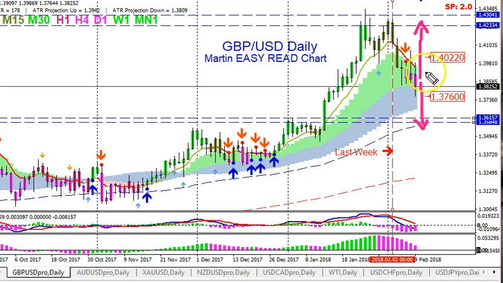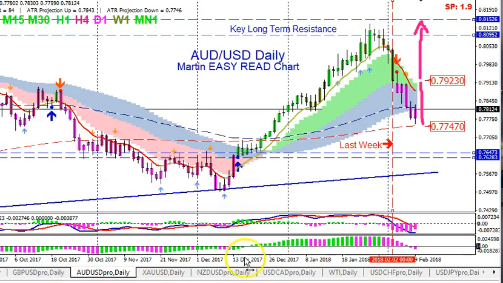If you think price is going to keep coming down, and it certainly may, you see I've drawn in these two horizontal blue lines. That is long-term support right there. So if you think price is going to come down, then you could look at sells below 137.60.